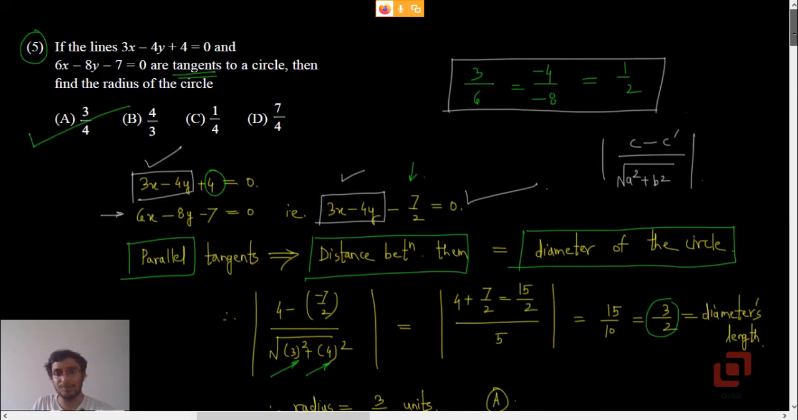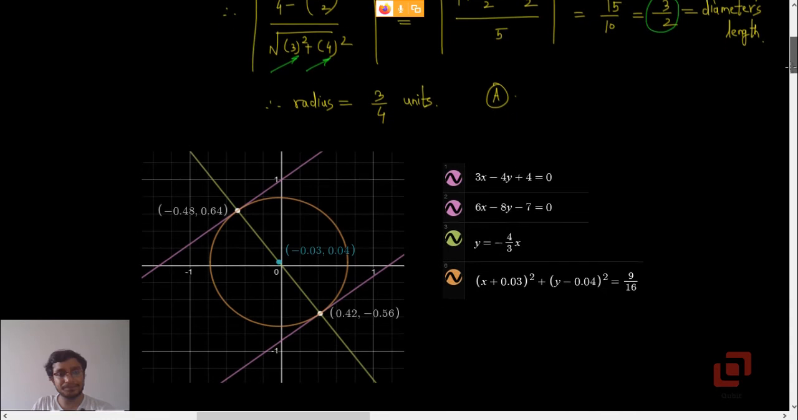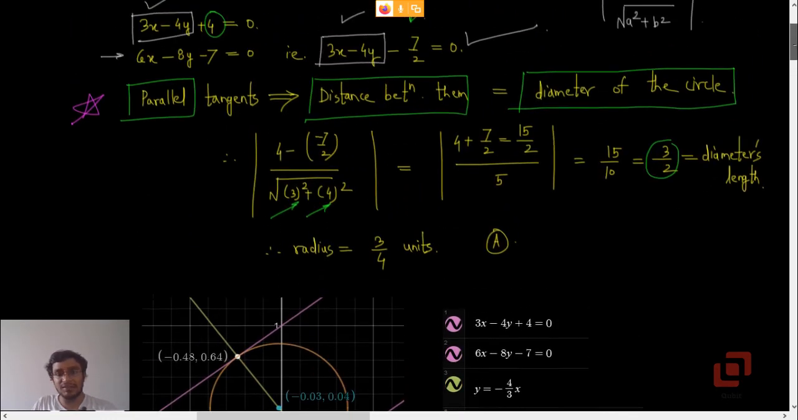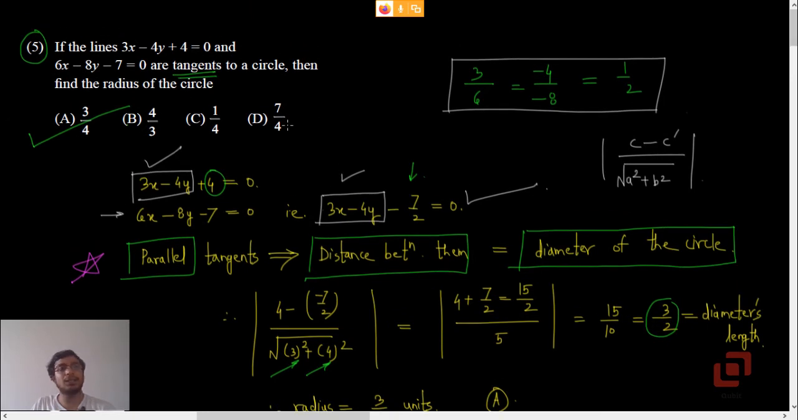So this MCQ is based on the fact that if the tangents are parallel to each other, then the distance between them is equal to the diameter of the circle. Okay. Let's now go to the figure. You may notice that in this problem, they have not asked us to find out the center of the circle. The reason to that is as follows.